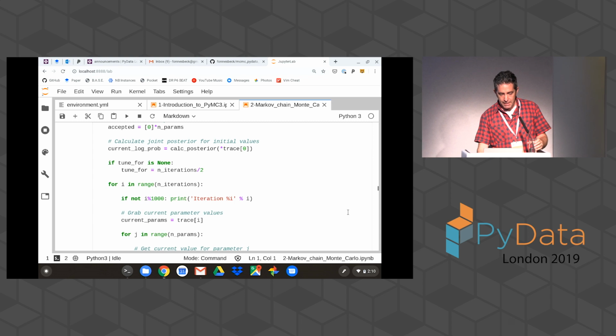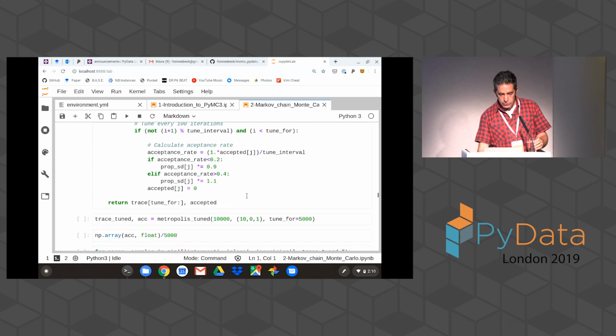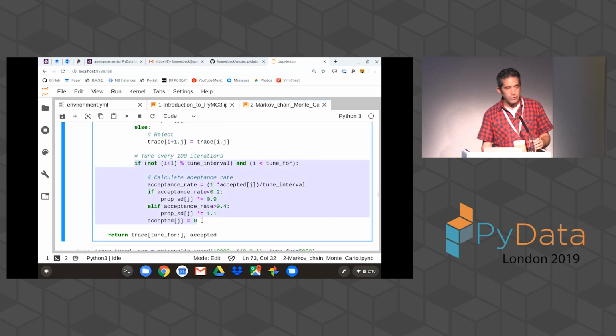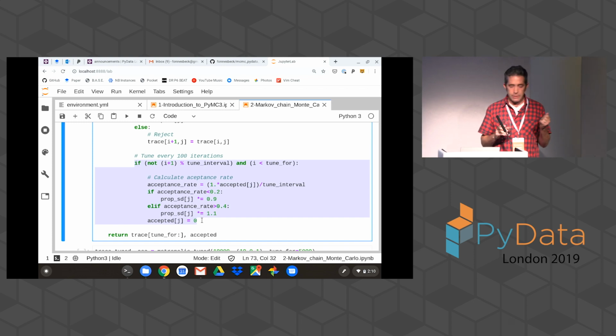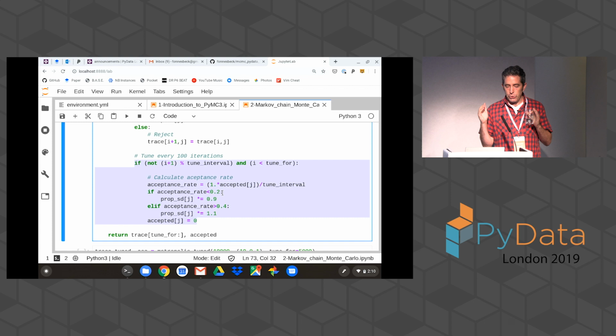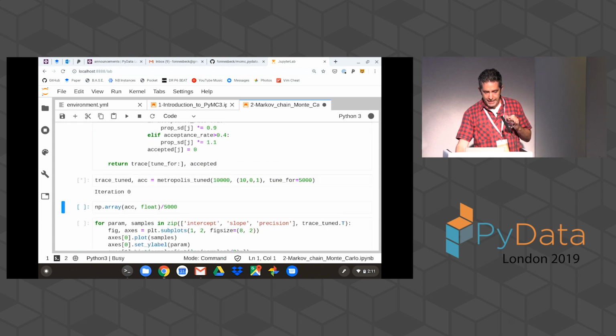So it's exactly the same algorithm, except I've added some logic in here. Every 100 iterations, we're going to keep track of acceptances and rejections. And if the rate is less than 20%, I'm going to shrink the proposal standard deviation by 10%. And if it's greater than 40%, I'm going to make it bigger by 10%. And so over time, it'll narrow down. So let's run that.